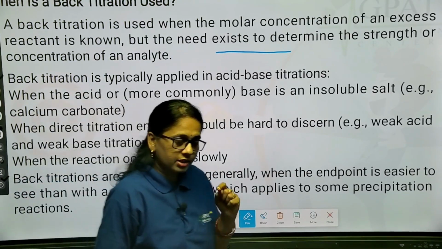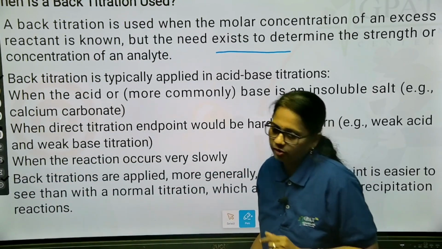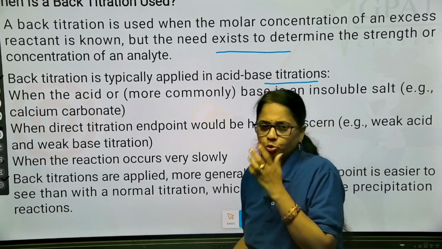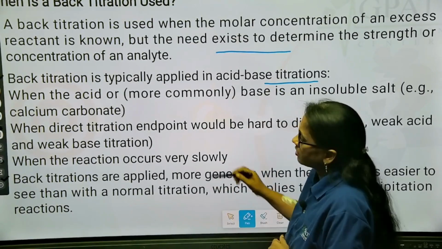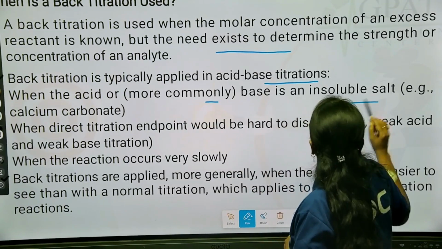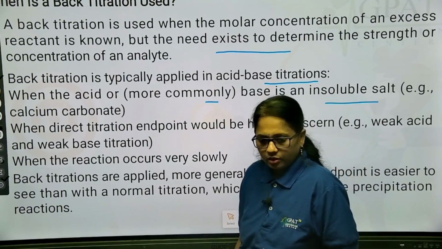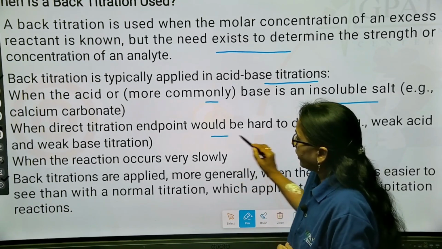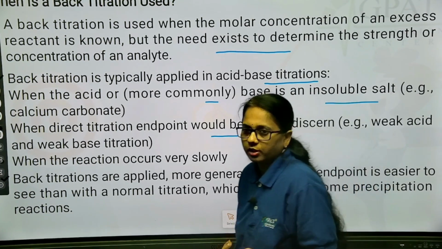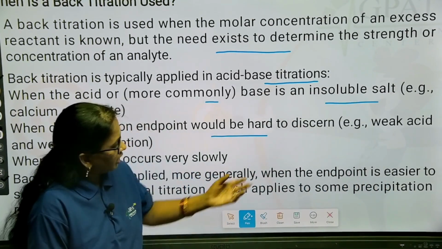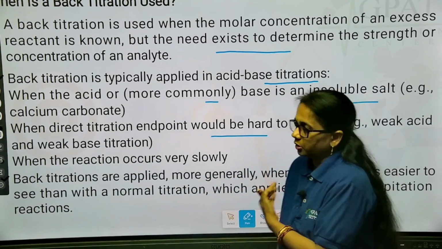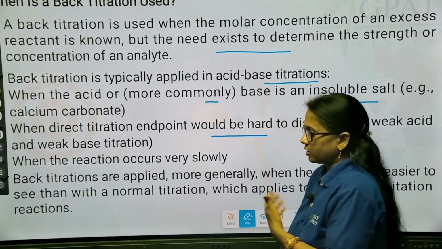Okay, so in such cases back titrations are more helpful, and these are going to be applied in all types of titrations, but mostly we are going to see them in acid base titrations. And when the acid or base is an insoluble salt, then also it is going to be highly useful. And when direct endpoints are not obtained very easily, in the case of weak acid versus weak base, we are not finding any direct method, and indicators may also not be suitable.